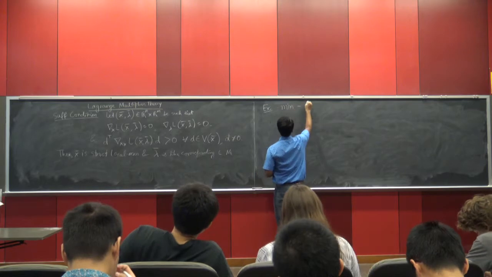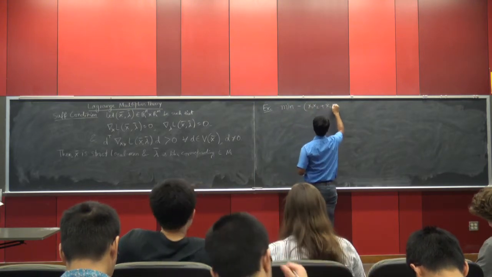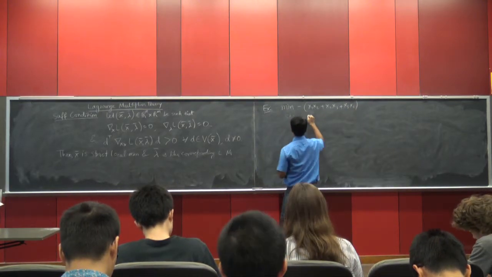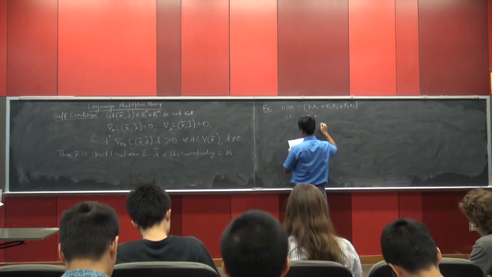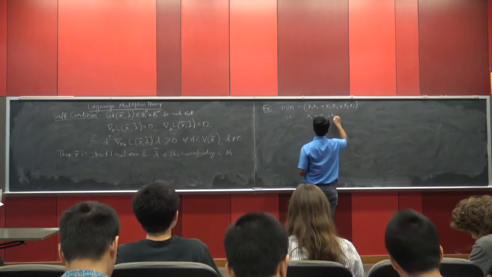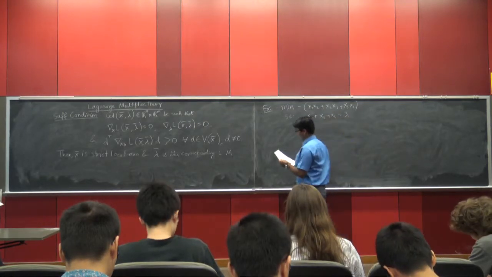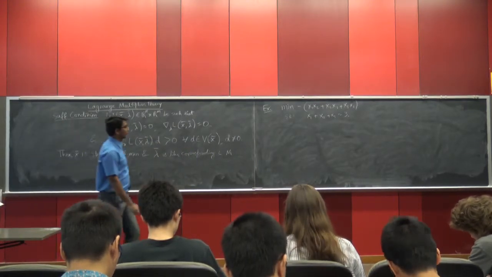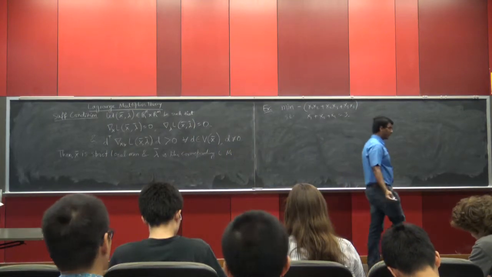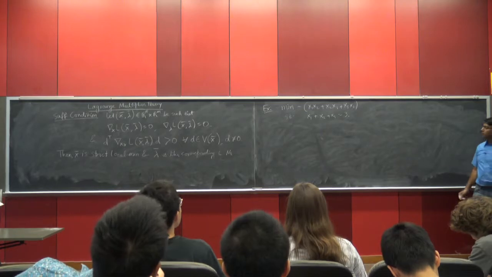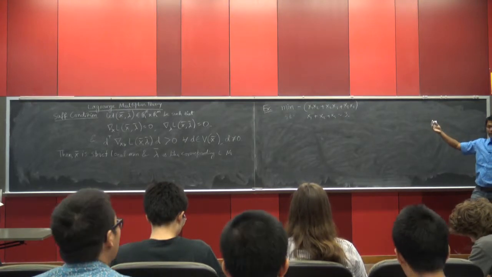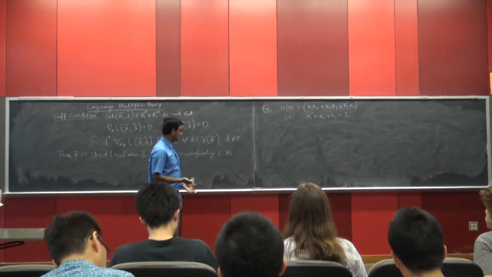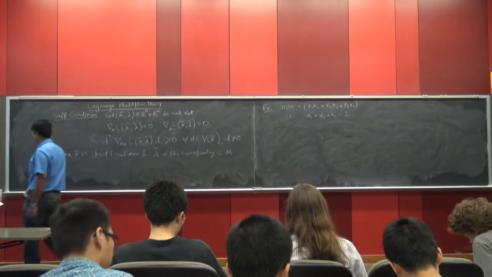I want to minimize minus x1 x2 plus x2 x3 plus x3 x1, subject to x1 plus x2 plus x3 equal to 3. I don't know whether a solution to this problem exists or not. So the first thing I want to do is apply the necessary condition to identify a feasible solution, a potential solution.